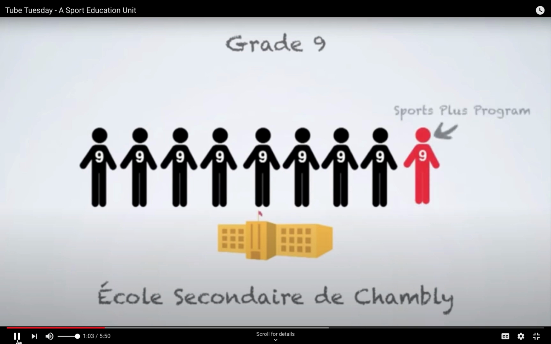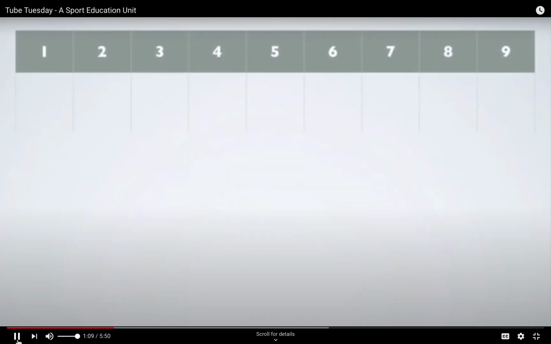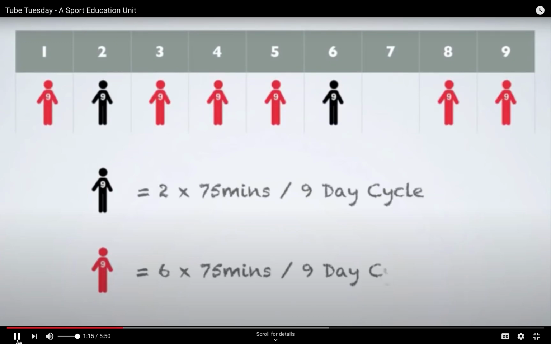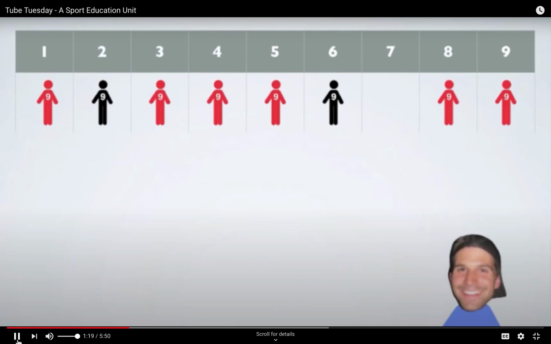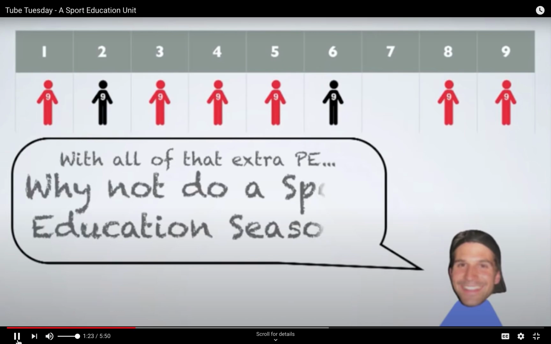And of my 9 grade 9 classes, there was one class that was special. That was special because it was part of this program called the Sports Plus program. As opposed to regular grade 9 classes who only had 2 periods of phys ed on a 9-day cycle, students in the Sports Plus program had 6 periods of phys ed on a 9-day cycle, which means I got to see them a lot more. So I figured with all of this extra phys ed, why not do a sport education season? So that's what I did.